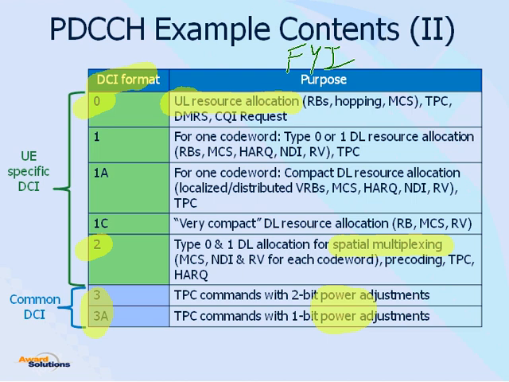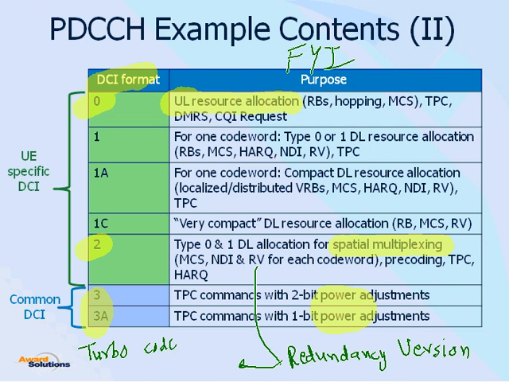We got a question about RV. What is this RV? It is not recreation vehicle. It is redundancy version. Redundancy version basically means which turbo code symbols are sent over the air. Turbo code symbols.